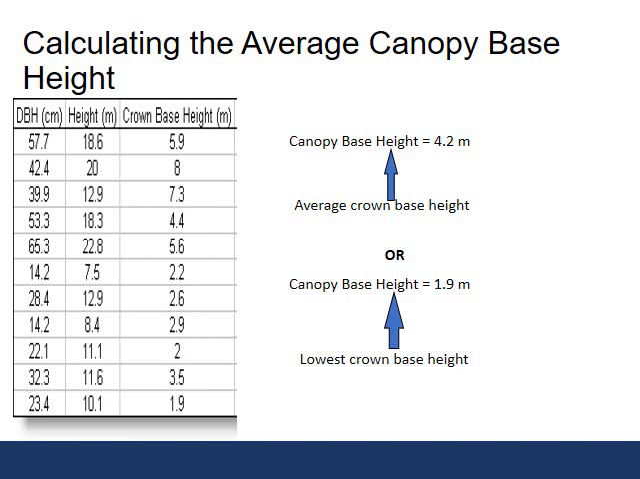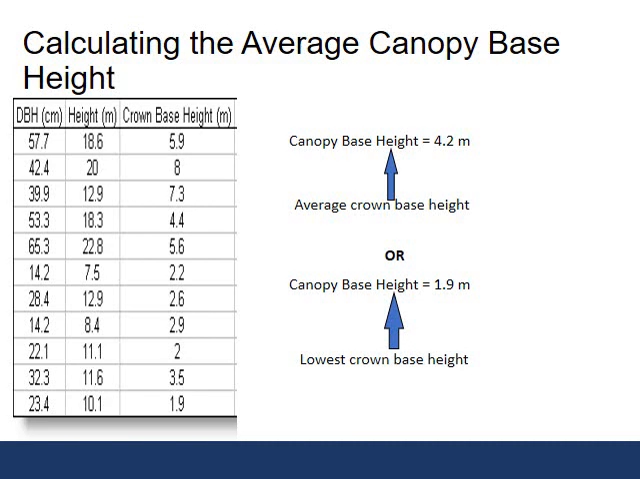Remember that on this site we had a 1/10 acre plot, which was used to represent the stand. To calculate the canopy base height using this method, we simply average the crown base heights. In this example, we get an average canopy base height of 4.2 meters. Another simple option is to use the lowest crown base height to represent the stand. In this case, our lowest crown base height is 1.9 meters.